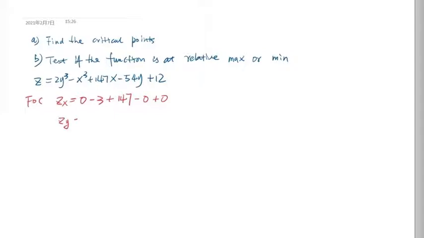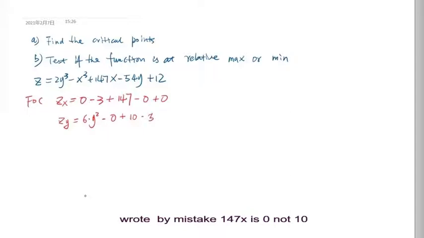For y, 2 times y to the power 3 will be 6 times y to the power 2. So minus x to the power 3 will be the 0. 147x will be the 0. So 54 times y will be minus 54. 12 will be the 0.